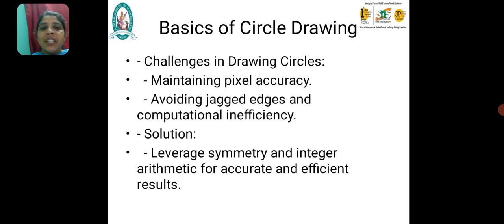And computational inefficiency. The solution is to leverage symmetry and integer arithmetic for accurate and efficient results. It means we have to maintain integer numbers. We should not accept any floating point or double numbers to draw images or pictures. If we want accurate images, we have to maintain integer arithmetic calculation.